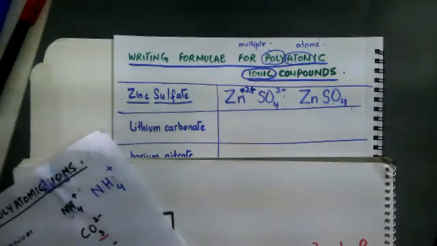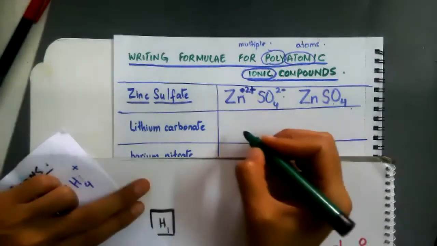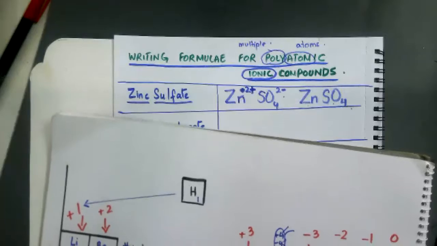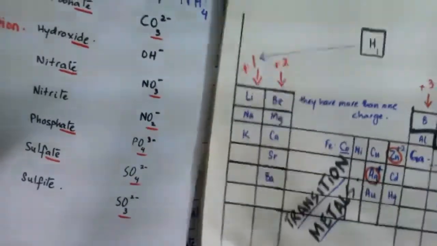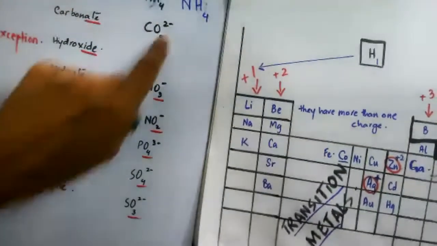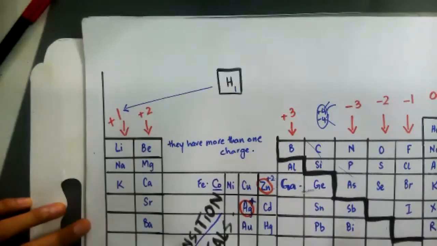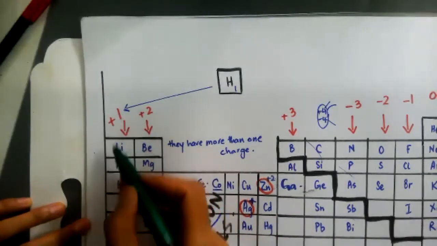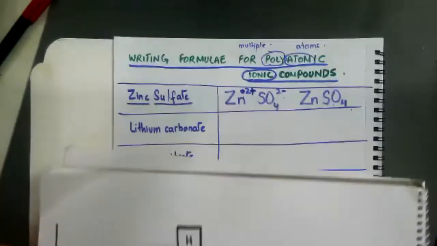Okay, Abdul Rafi. Yes, Abdul Rafi, can you please help me write the formula for lithium carbonate? Lithium, do you have the periodic table with you? Yes. Okay, so all we need is a periodic table and this list. These are the two things you need to write the formula for polyatomic ions. These are our polyatomic ions and this is the periodic table. So lithium. Where is lithium in the periodic table, Abdul Rafi? In the first row. Right, so what charge is on its ion? Plus one. Okay.